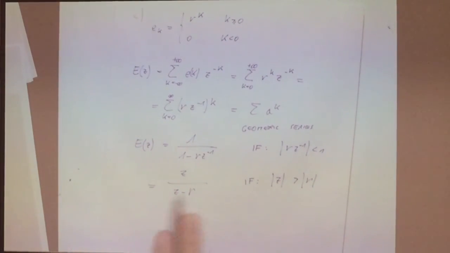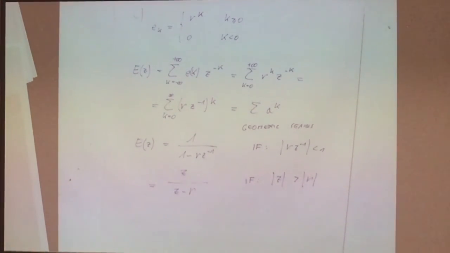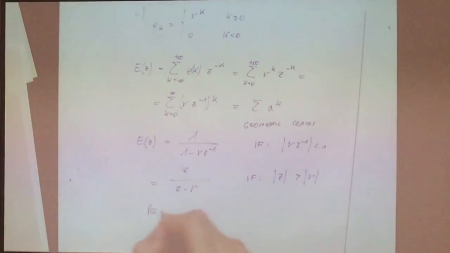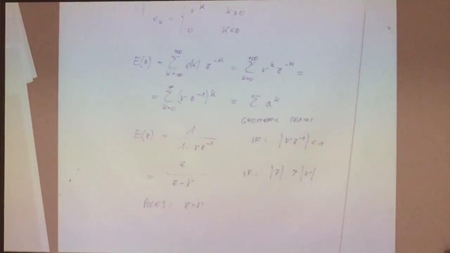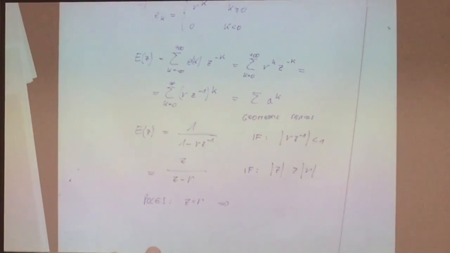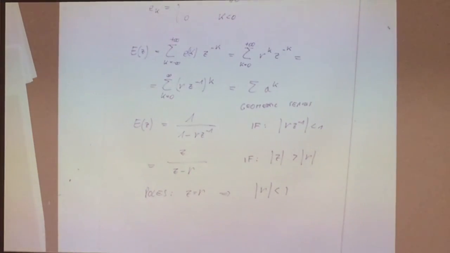So when is this transfer function, if you want, the signal stable? Well, you need to check the poles, right? What are the poles of the signal? z equal to r. So when is it stable? When the magnitude of the pole is less than 1. So the condition for stability is that the magnitude of r must be less than 1. And that's the answer.